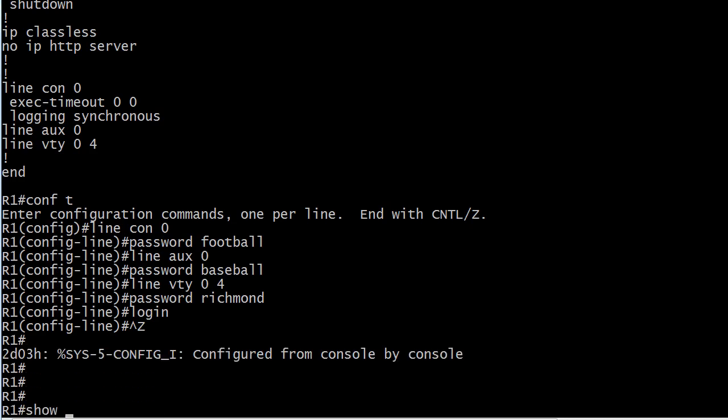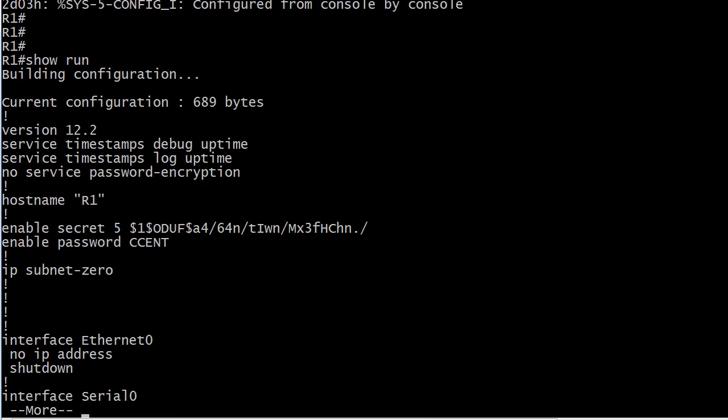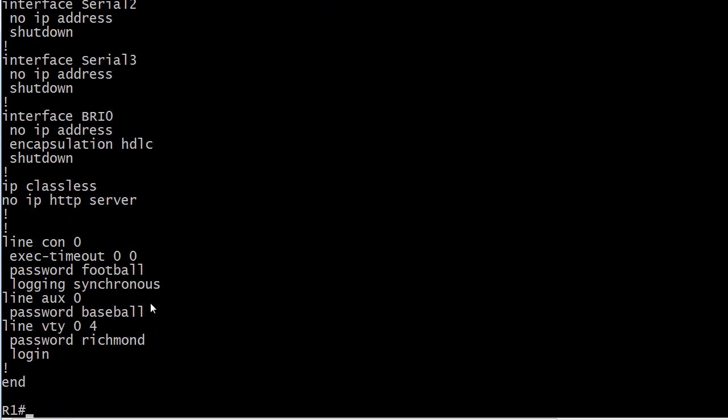Now let's take a look at show run. None of those passwords are going to be encrypted by default, right? Isn't that the deal? The enable secret is the only one that's encrypted by default. Let's take a quick look. And right down here they are just sitting there in clear text. Password football, password baseball, password Richmond.